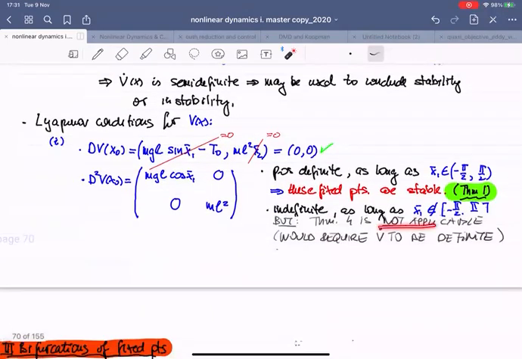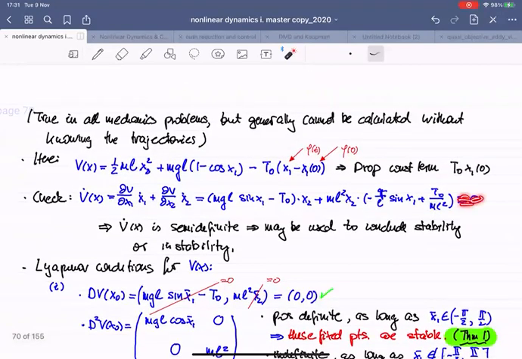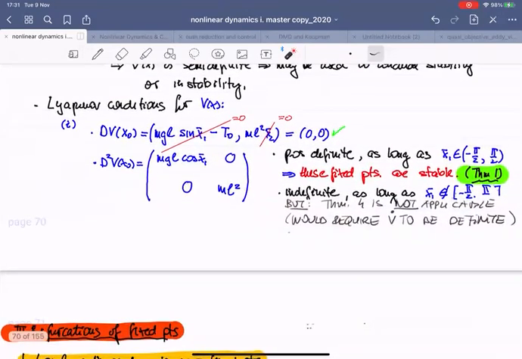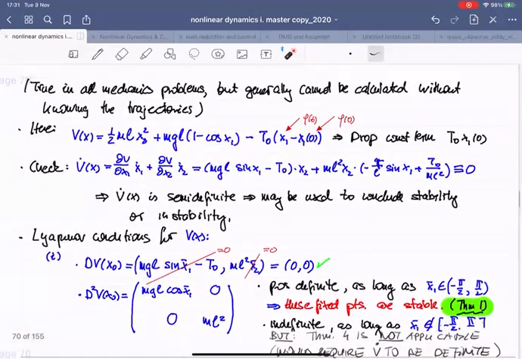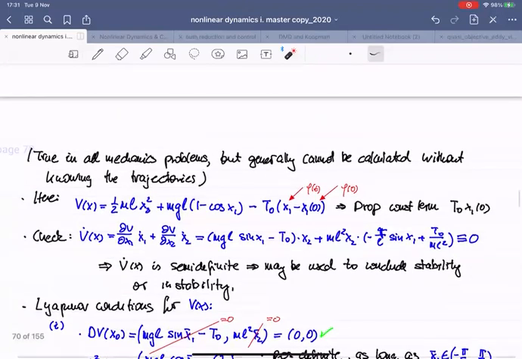However, I cannot conclude asymptotic stability because that would require V dot to be definite, remember, and that's not the case. And in fact, there is a reason why I cannot. It's not just a technical annoyance. In the absence of damping, if you actually plot the level curves of this system, you can use this conserved quantity and plot the level curves.